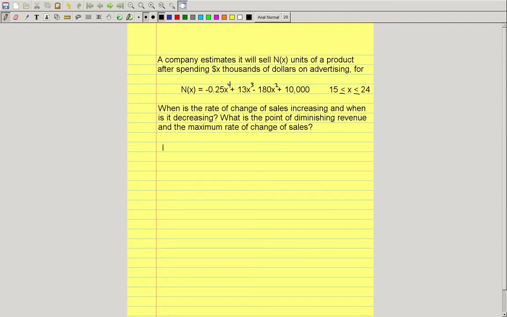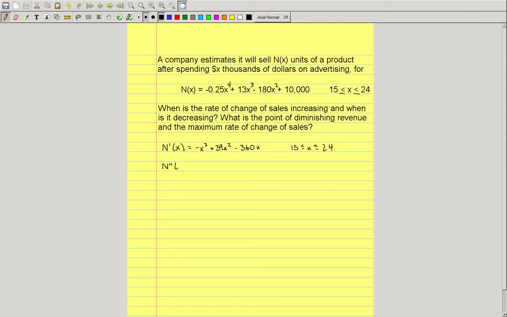In order to do this, we need to calculate the first and second derivative of this function. So we see that it's a polynomial, and we're going to get to use the power rule to determine its derivative. The derivative of the first term is negative x cubed. The derivative of the second term is 39x squared. And the derivative of the third term is negative 360x. And of course the derivative of 10,000 is 0. Our derivative, of course, shares the same domain as our original function, so it ranges from x equals 15 to 24.